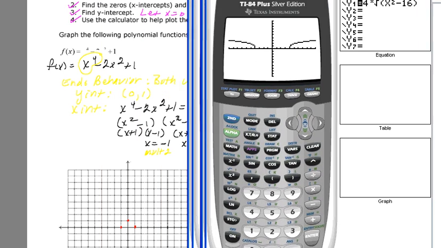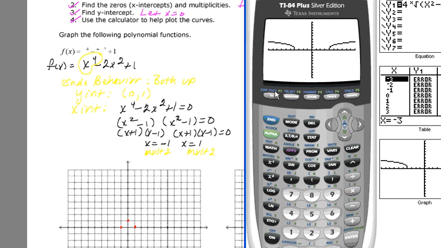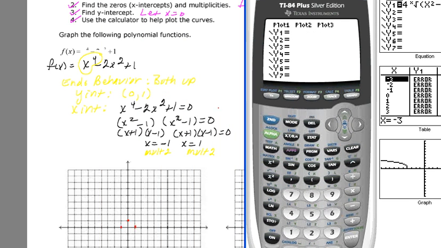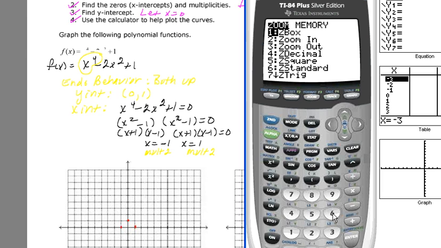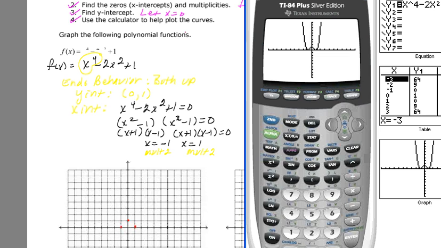Oh, that was back on our last example, huh? Well, let's go to y equals, clear out what we have there, and let's type in x to the 4th minus 2x squared plus 1. And let's do that in zoom 6 to get a decent picture of that. Oh, there's the picture of it.